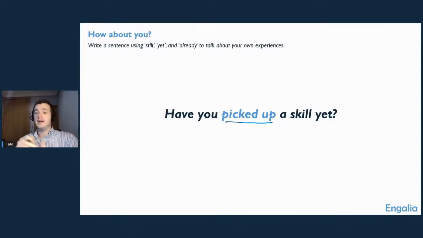It could be an instrument. That's one possibility. It could also be a language. Maybe you've picked up a new language. That could also work for this, right? But have you picked up a skill yet?